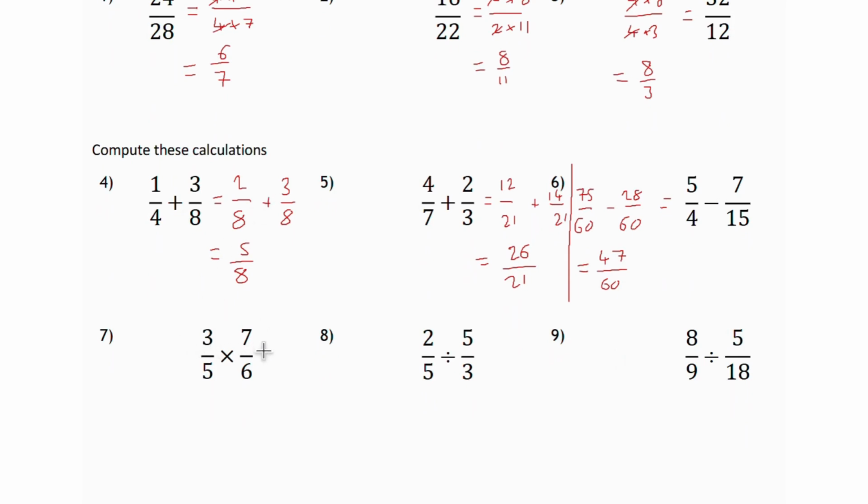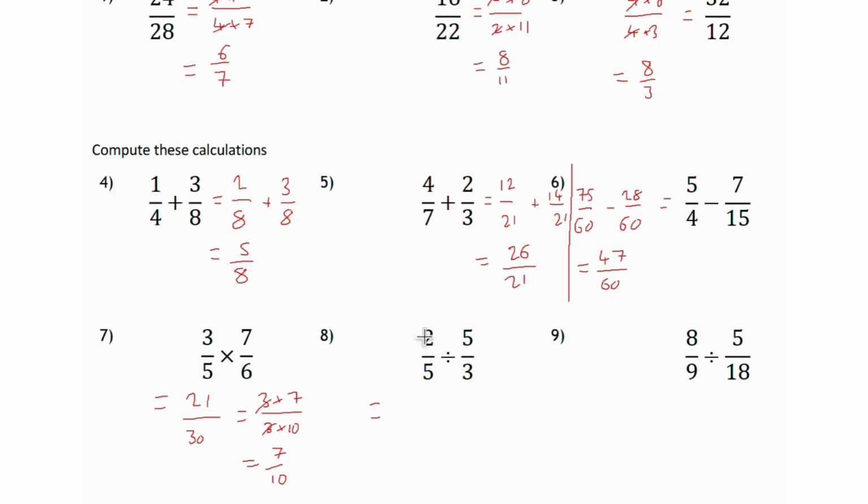To multiply fractions, we multiply the top. 3 times 7 is 21. And we multiply the bottom. 5 times 6 is 30. We can then simplify 21 over 30 because that is 3 times 7 over 3 times 10. Cancelling the common factors gives me 7/10.